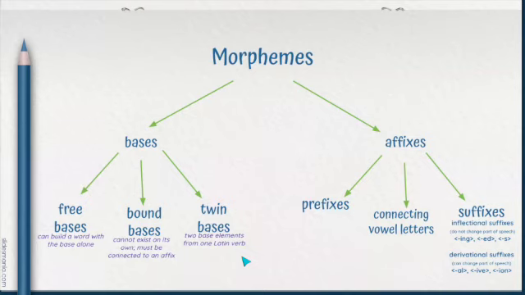Affixes are the stuff we attach to our bases, and we can also split those into some different categories. Prefixes and suffixes are probably some that you're very familiar with, but we also include those connecting vowel letters in that affix category, because there are times when we throw another letter in there in order to make the suffix usually work with the base.